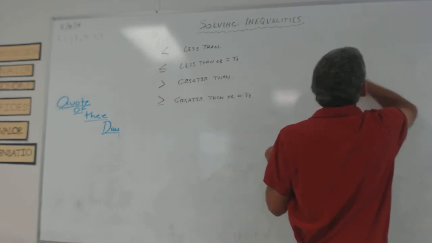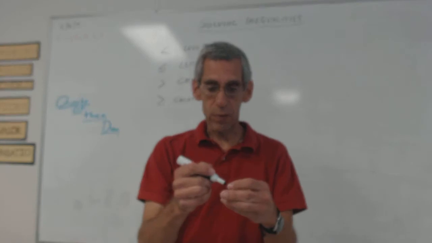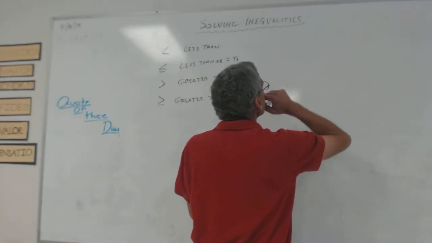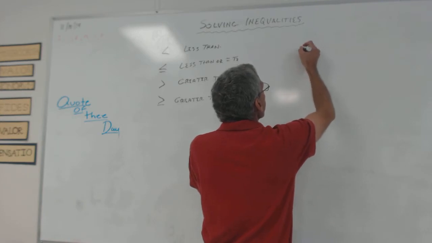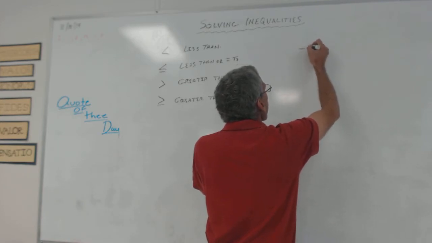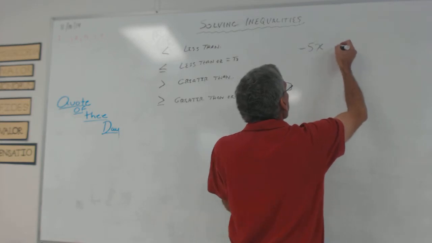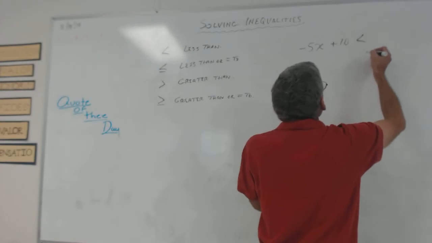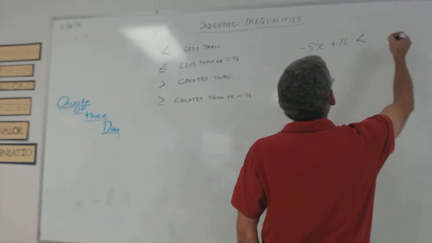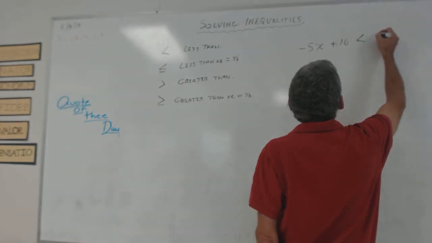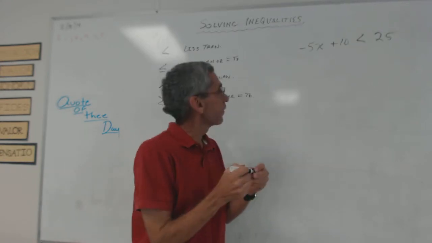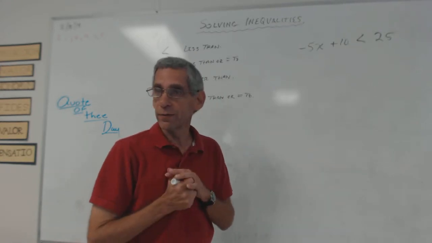Now we're gonna try another problem. Let's say I had negative 5x plus 10 is less than, I don't know, 25. That's fine. So here's our next one. Negative 5x plus 10 is less than 25.